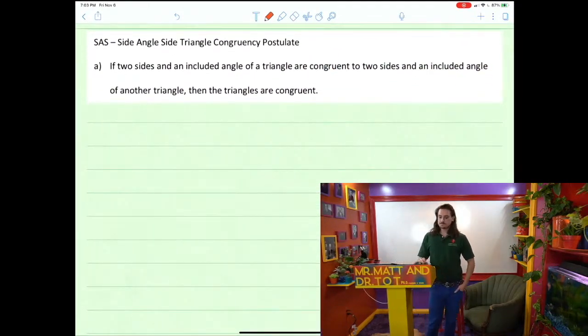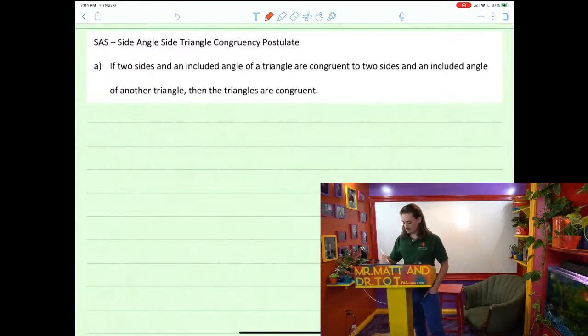Secondly, we have the side angle side congruency postulate. So if two sides and an included angle, so kind of the opposite of what we just went through, if two sides and an included angle of a triangle are congruent to two sides and an included angle of another triangle, then we can say the two triangles are congruent to each other.